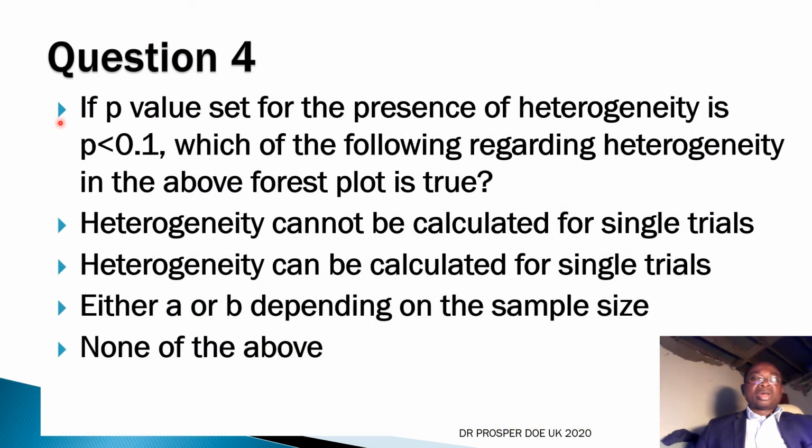Question 4. If the p-value set for the presence of heterogeneity is p less than 0.1, which of the following regarding heterogeneity in the above forest plot is true? Heterogeneity cannot be calculated for single trials, or heterogeneity can be calculated for single trials, or either A or B depending on the sample size, or none of the above?